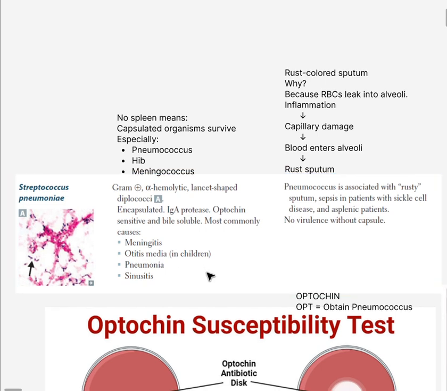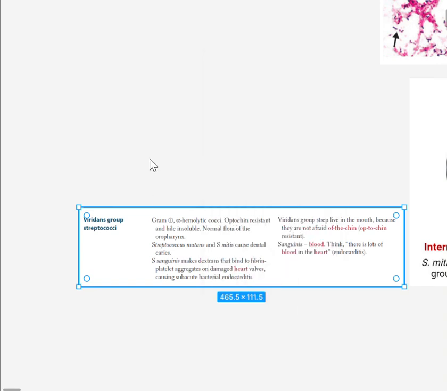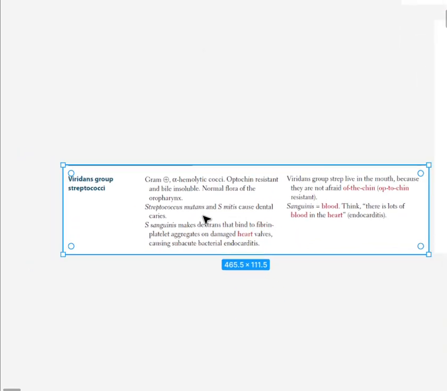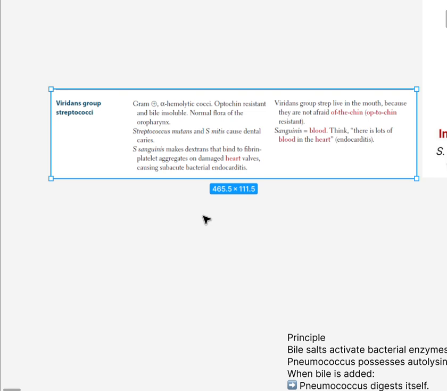Then we have the viridans streptococci. Let's go to the viridans streptococci, right? So the viridans streptococci, again, these were also gram positive. They were alpha hemolytic cocci, but they were optochin resistant and bile insoluble, right? They're part of the normal flora of the oropharynx. Now you can compare this with strep pneumoniae. Now these are normal flora. The viridans streptococci are found in the mouth, teeth, and oropharynx.